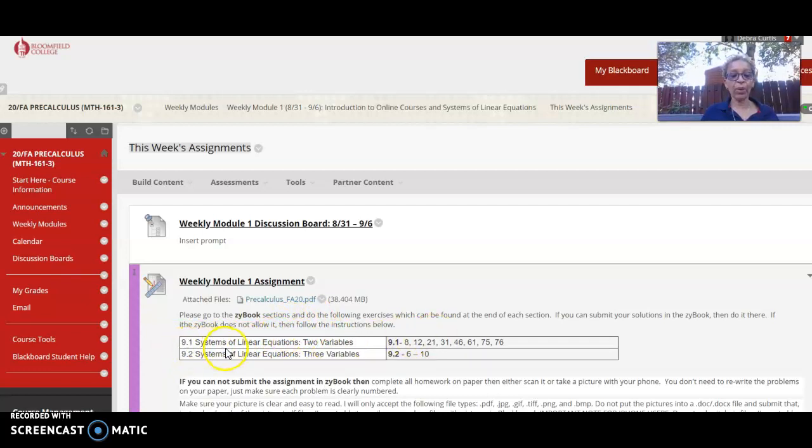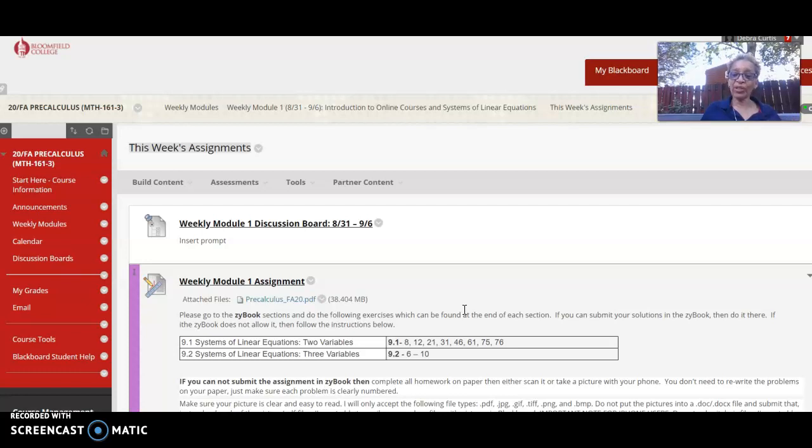Also you can find the problems. If you go to 9.1, Systems of Linear Equations, go to the end of the section and do problems, not 1, just problems 8, 12, 21, and so on. And in 9.2, you're going to do problems 6 through 10, so that they come at the end of the section.